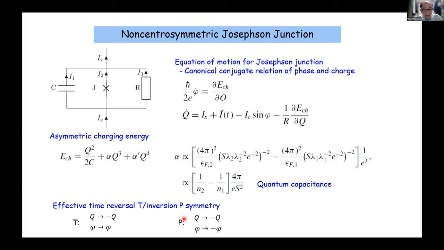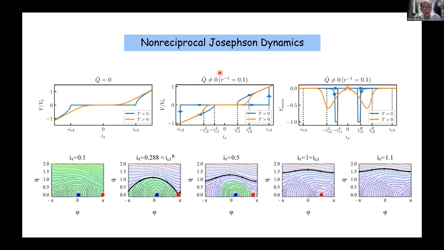So that's why, even though the real system keeps time reversal symmetry, you could have a non-reciprocal superconducting diode effect. Once you have this dynamics due to the charge, your critical current could be asymmetric between positive and negative. So this is some contour plot in the phase diagram, phase space. But let me skip this part.